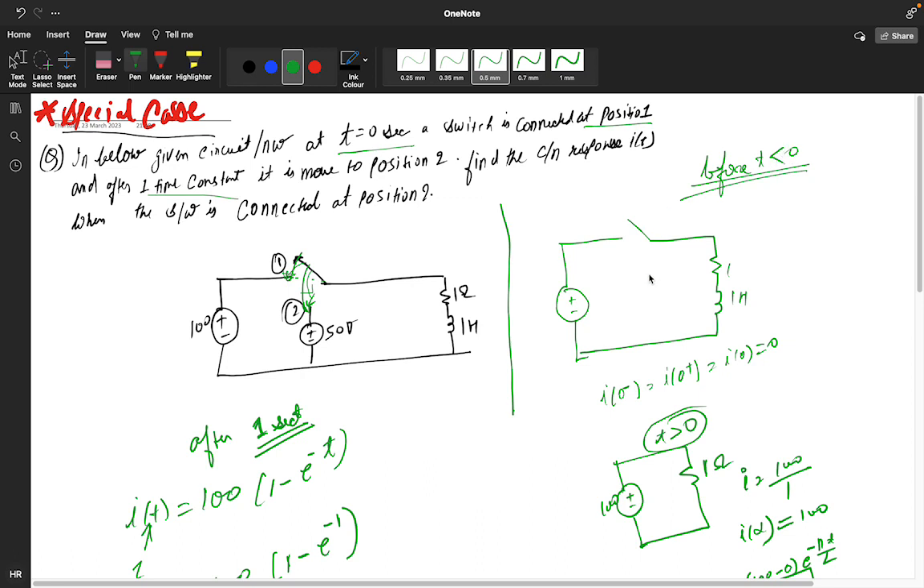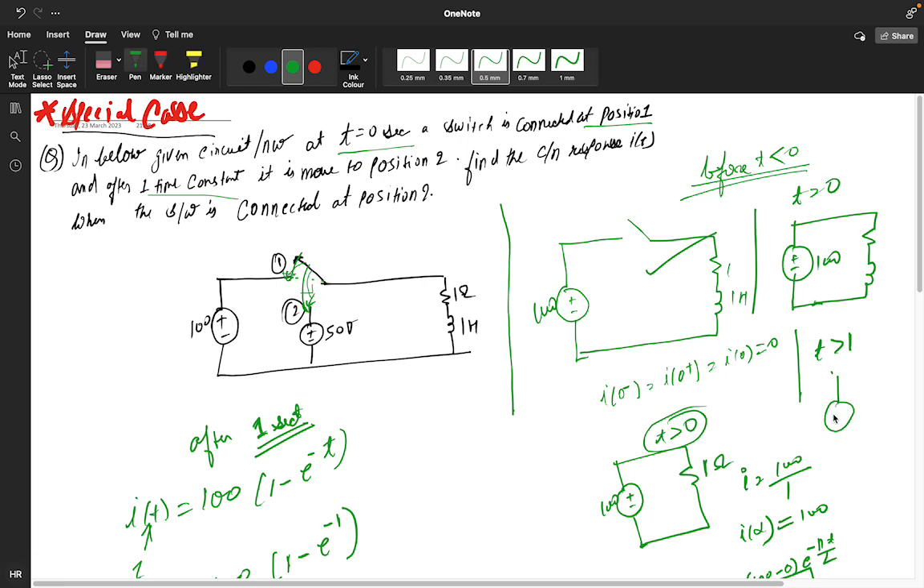Before t is less than 0, how was my circuit? It should be like this only. And at t equals 0, how will my circuit be? It will be like this. And at t greater than 1 second, how will my circuit be? This is 100, this is 100. Now it is connected to the positive negative 50 supply. Right? So we need to find for this value.